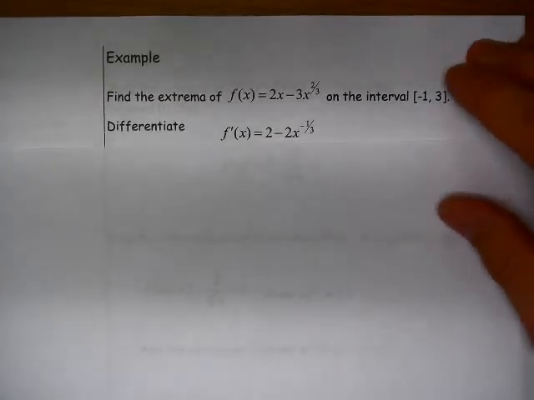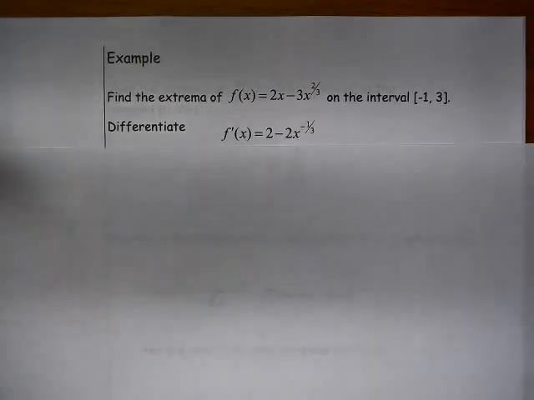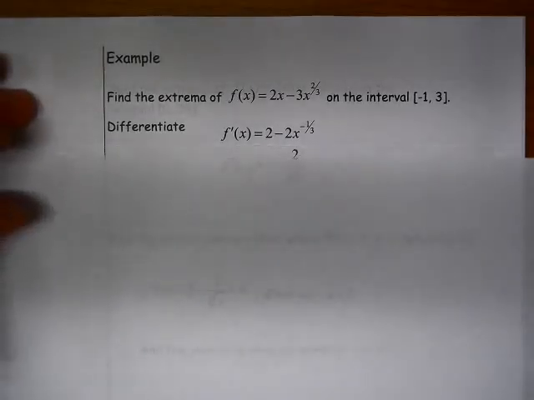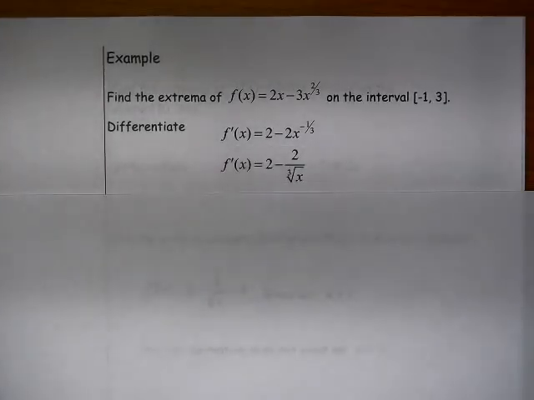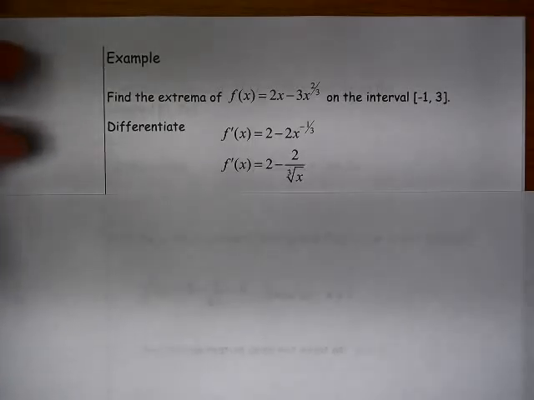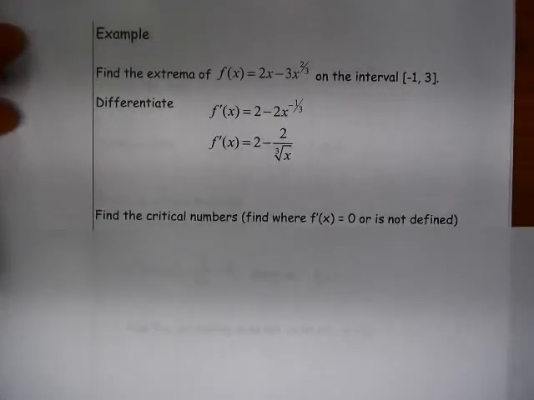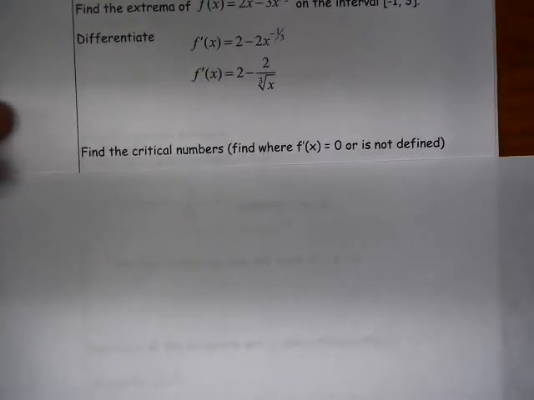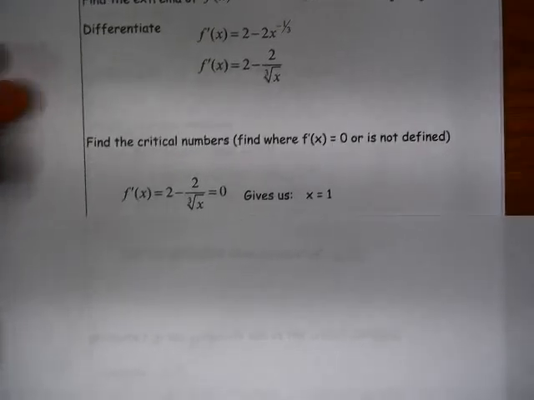In order to do that, first thing we need to do is know what the derivative is. So we're going to take the derivative of f, using those techniques that we learned in chapter 2. We get that. So we're going to find the critical numbers. So we're going to find out where is f prime of x equal to 0 or is not defined.